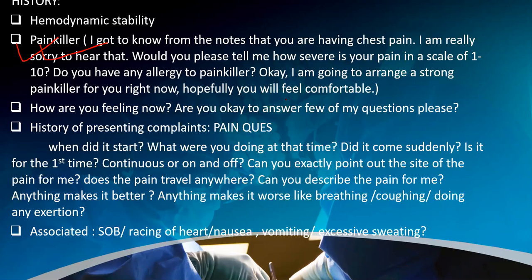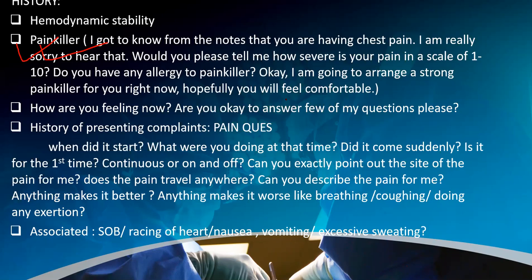Say that and move on, because doing the painkiller and hemodynamic stability in the chest pain case will cost you 1 minute. You will see that if you are not fast enough, it will take a lot of time to do these sorts of things. So you arrange painkiller for the patient. After arranging painkiller, also make sure you ask the examiner if the patient is hemodynamically stable or not. So, examiner, I would like to know if my patient's vitals are stable. Examiner says, well, yeah, you can proceed.